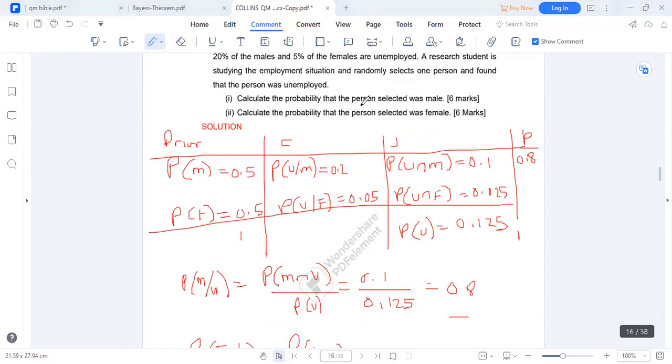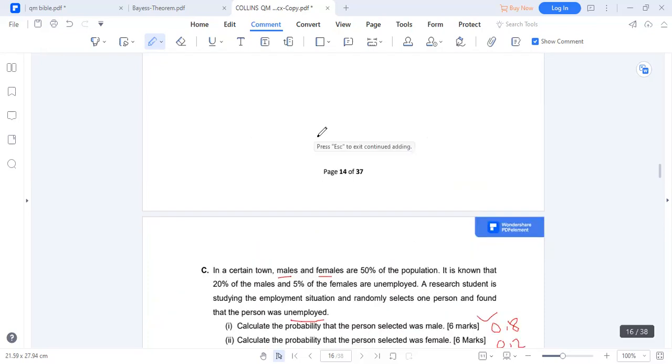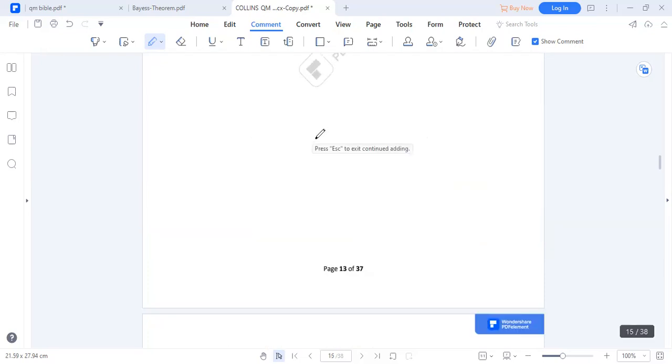So this was in a test carrying 12 marks. Calculate the probability that a person is selected. Suppose the person was found to be unemployed. What's the probability that the person who was selected was a male? Found 0.8. How many marks? 6 marks. If the person was unemployed, what's the probability that the person was a female? 0.2. How many marks? 6 marks. You get your 12 marks there. Right, people perished because of what? Lack of knowledge.